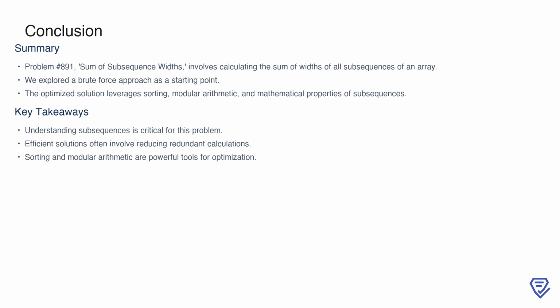Great job! We've reviewed the key aspects of solving problem number 891, sum of subsequence widths. Remember the importance of subsequences, optimization strategies, and modular arithmetic. Keep practicing and exploring more challenging problems.